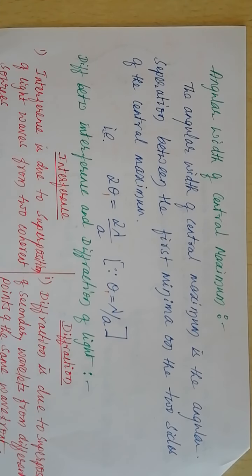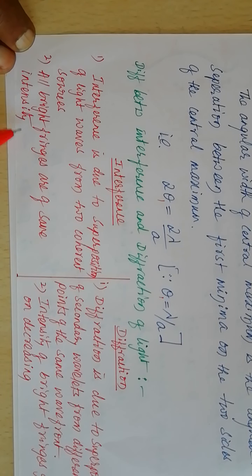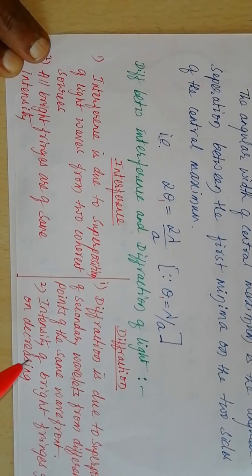The second point of difference is, in interference, all bright fringes are of the same intensity. All bright fringes are of same intensity, or brightness of all the bright bands is the same. Whereas in a diffraction pattern, intensity of bright fringes or bands goes on decreasing as we move away from the center of the screen. In other words, the intensity of bright bands in a diffraction pattern goes on decreasing.